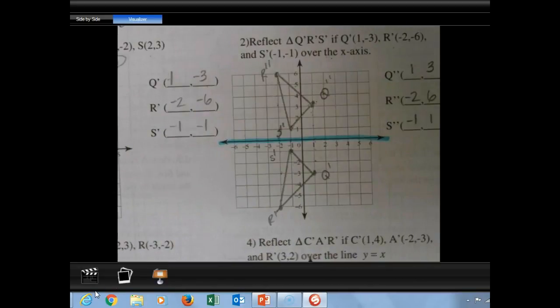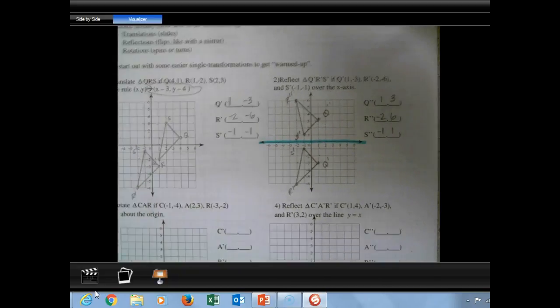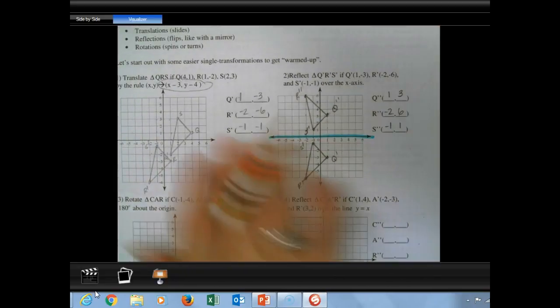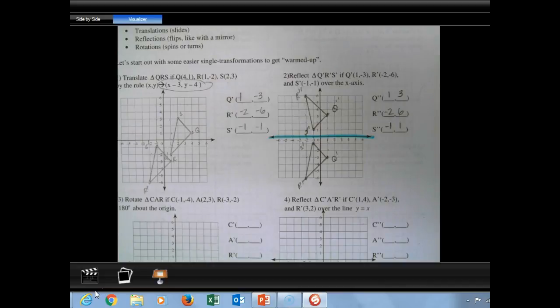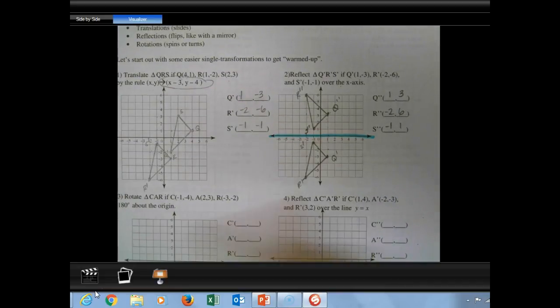All right, so as I zoom out, this is what we call a composite transformation. Sometimes you'll do both of these movements on one order.